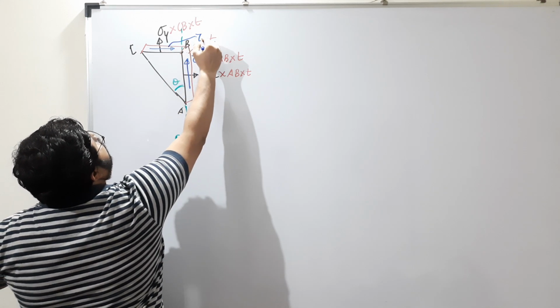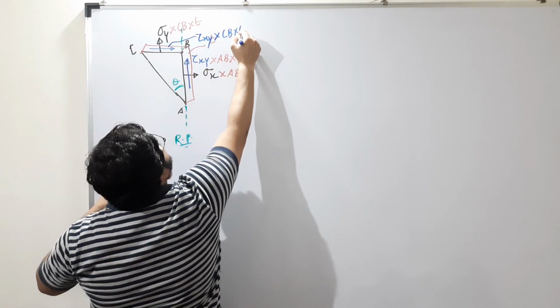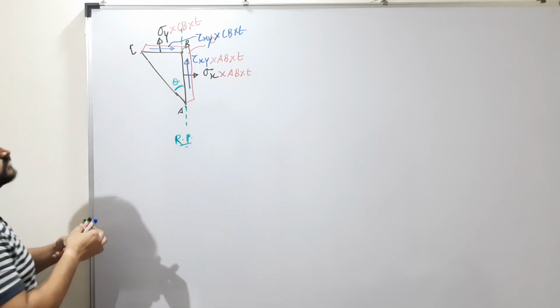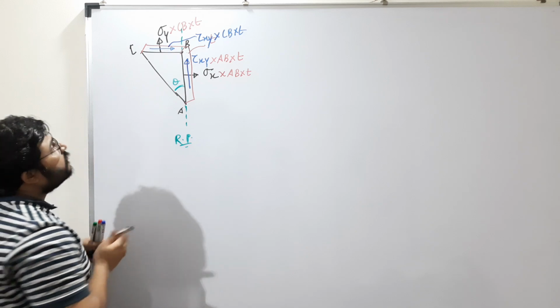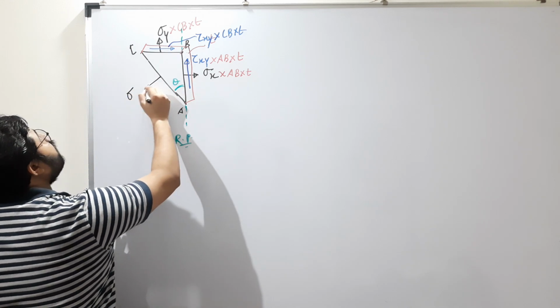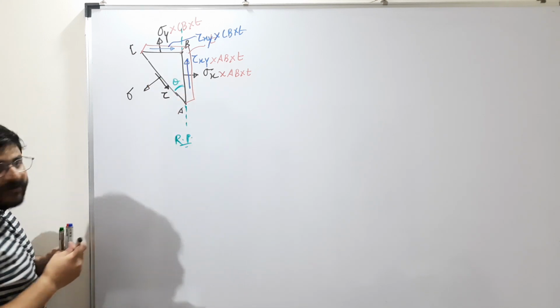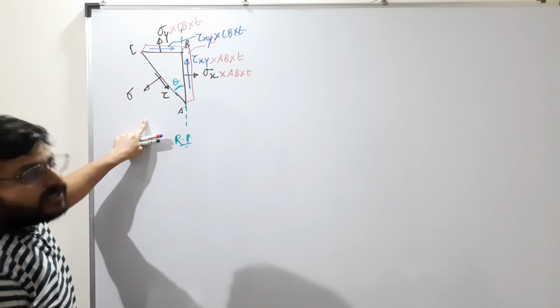This is tau xy into CB into T if this thickness is T. Now to balance these forces, there will be at this plane some stresses. So the perpendicular stress we will say this is sigma, and the tangential stress we will say this is tau. So our objective is to determine these two unknowns with the help of this equation.